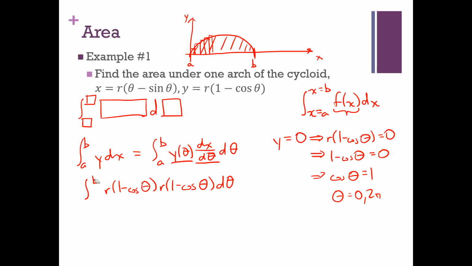So now, here's my full integral. The integral from 0 to 2 pi of, let's combine some stuff. I'm going to go ahead and pull out the r squared, because I told you that was a constant, times 1 minus cosine theta all squared, d theta.